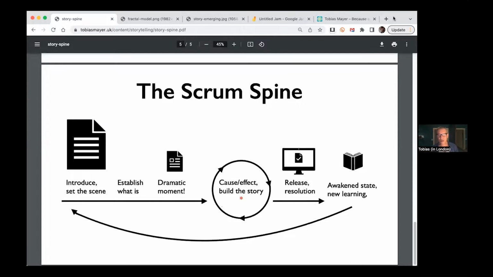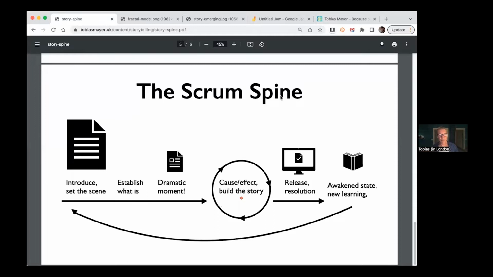The other thing I wanted to look at here was, so this is the overall sprint, if you like. This is using the story spine to tell a story of a Scrum sprint, right? It has all of the elements in there, and we've got structure. The thing I'd like to specifically look at is the retrospective. We can also apply this to the planning meeting.